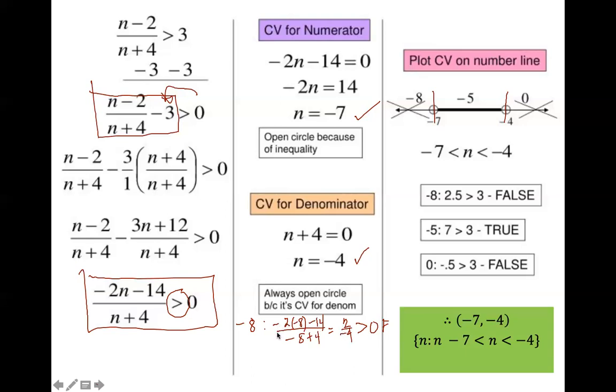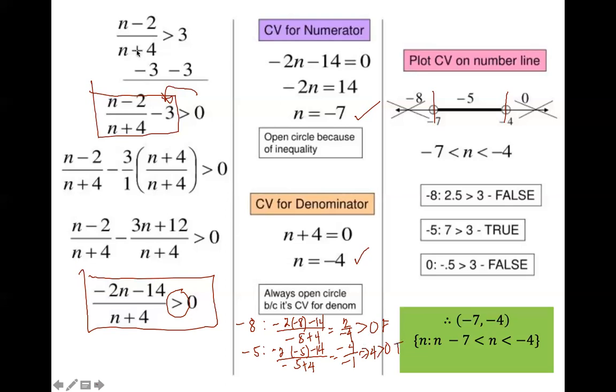Next, between -7 and -4. So we have -5. So (-2 times -5 minus 14) all over (-5 + 4). So this is positive 10 minus 14, so that's -4 over -1. Negative over a negative, so this is positive. This is equal to positive 4. Is it greater than 0? Yes, it is greater than 0.